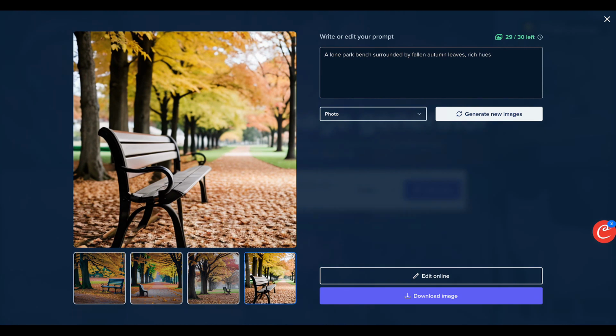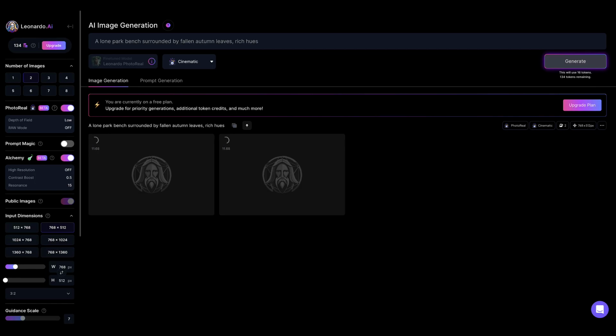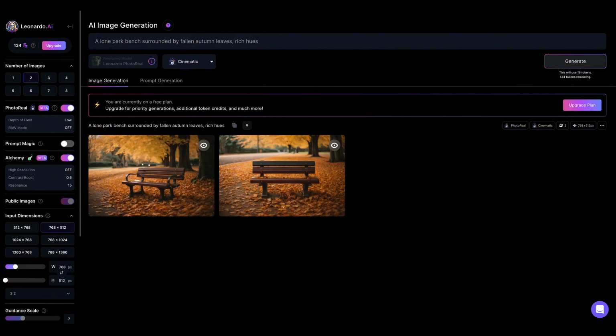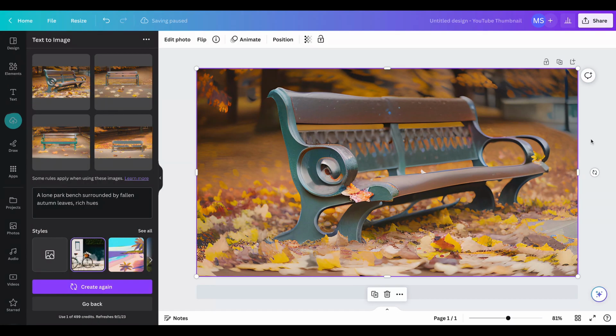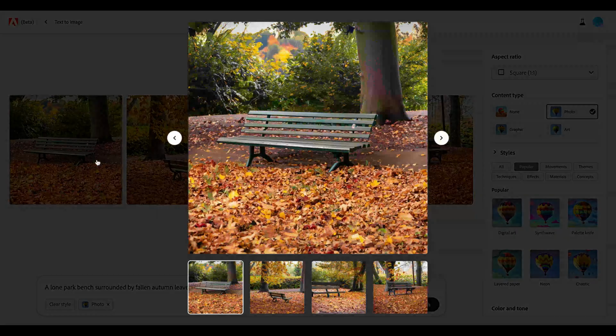I do have to say this, that the second prompt worked a lot better on most of these tools. They did a lot better with the second prompt, and I think it's because the second prompt was shorter, simpler. The image itself is something that's pretty common, and of course, there were no people in it. So here are all the images side by side.